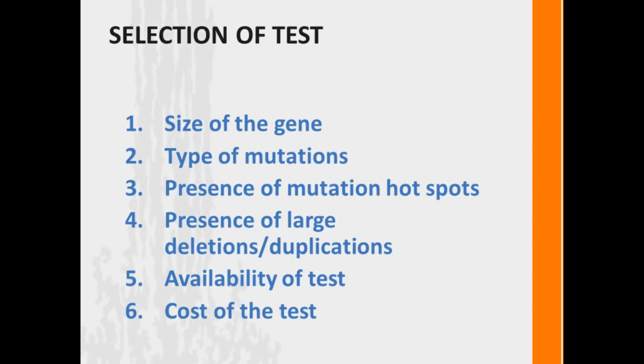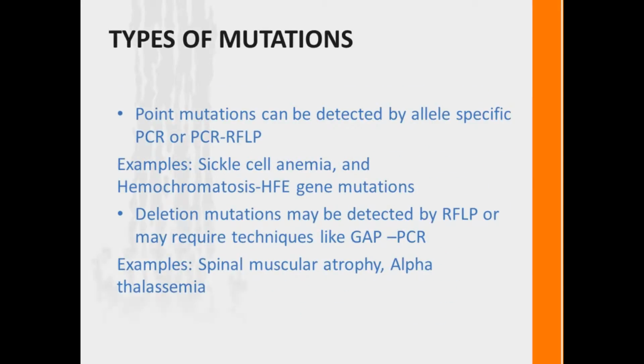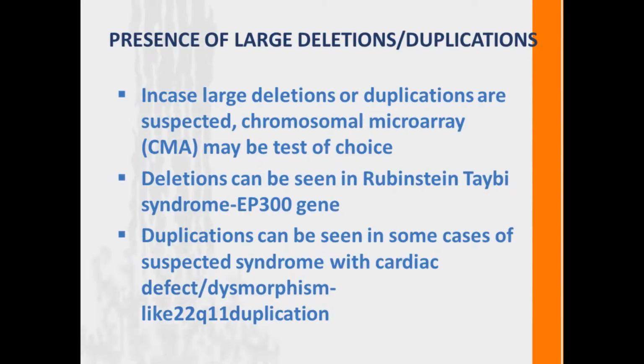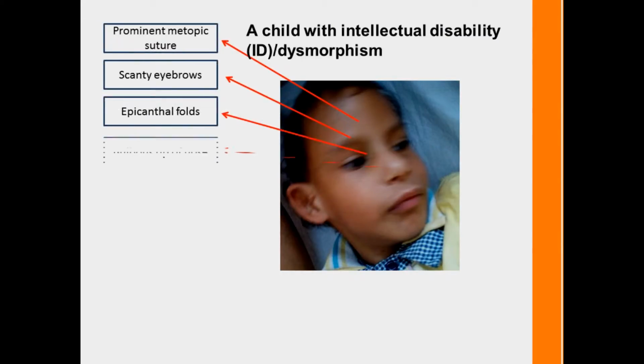Selection of tests will depend on the size of the gene, type of mutations, and presence of mutation hotspots. If the size of the gene is small, then easier diagnosis is possible. If the types of mutations are point mutations, these are detected by allele-specific PCR or RFLP. Mutation hotspots can be detected by other methods. Large deletions and duplications require chromosomal microarray analysis, and duplications can be seen in several disorders.